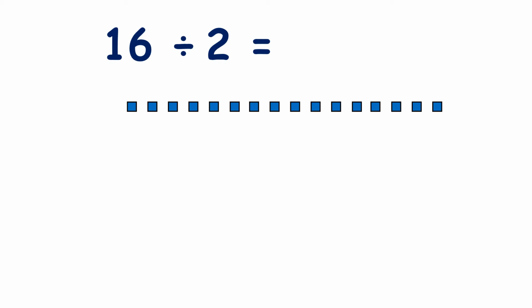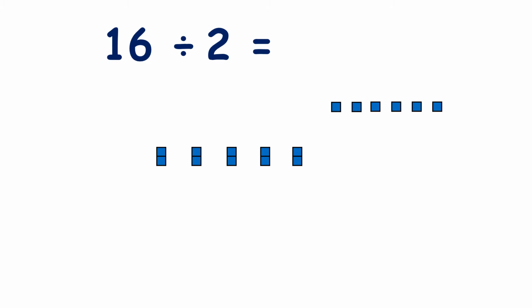Now let's look at 16 divided by 2. So if we're dividing by grouping, what are we going to do? We're going to group these blocks into groups of 2, and then we're going to see how many groups we have. So we can make 1, 2, 3, 4, 5, 6, 7, 8 groups. So 16 divided by 2 is 8.